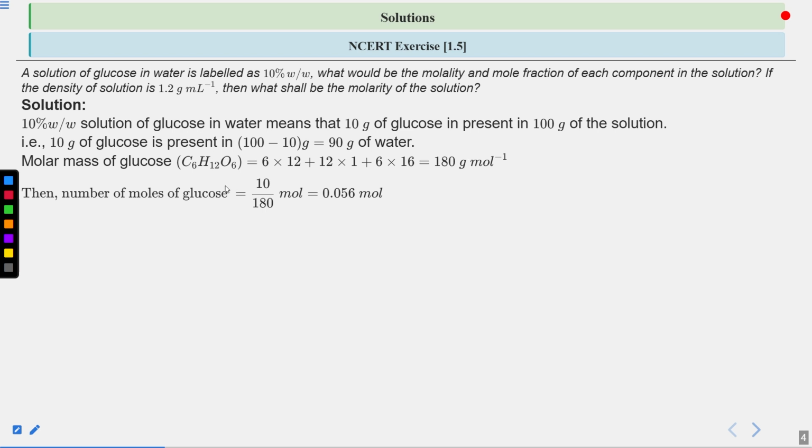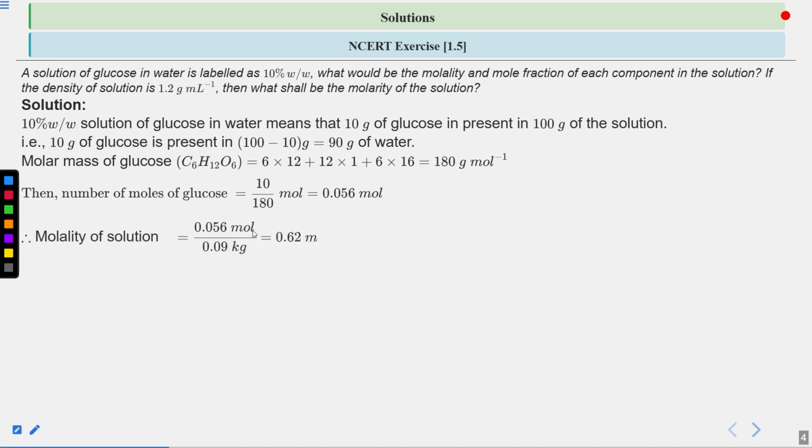Now, what will be the number of moles of glucose? It will be given weight by molecular weight. We have already seen that in a 10% weight by weight solution, we have 10 gram of glucose in 100 grams of solution. So the given weight is 10, and the molar weight is 180. If you divide both of these, you will get the number of moles of glucose as 0.056 moles.